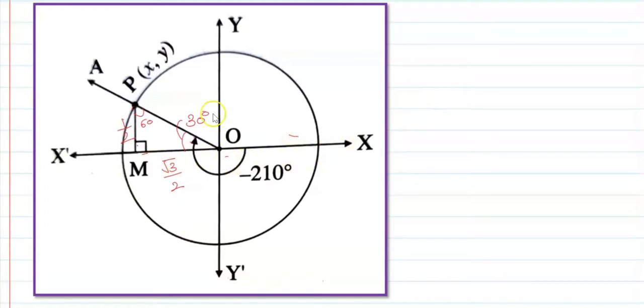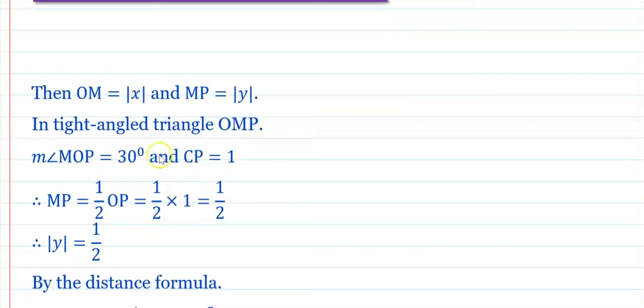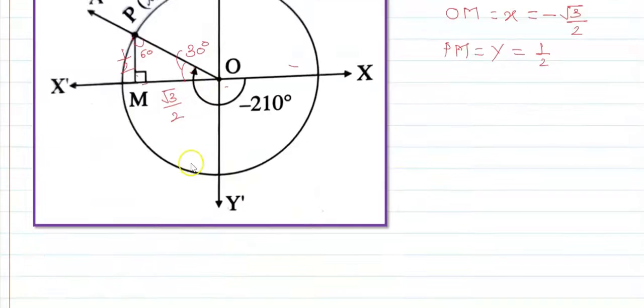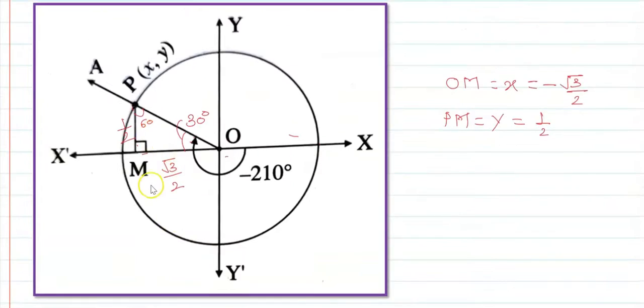Now the point P lies in the second quadrant. Therefore, here OM equals x distance, and that equals minus root 3 by 2. Next, the PM distance equals y distance, and that equals 1 upon 2. Again we will draw a perpendicular here, and according to 30, 60, 90 you can prove it. Now here OM equals mod of x and PM equals mod of y.